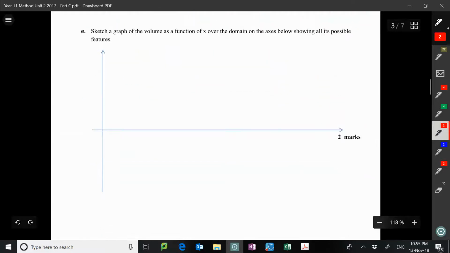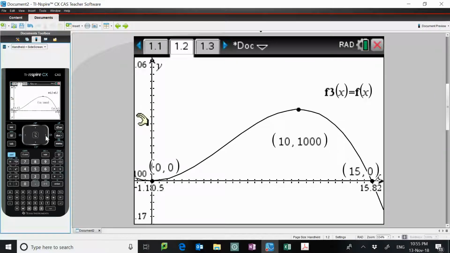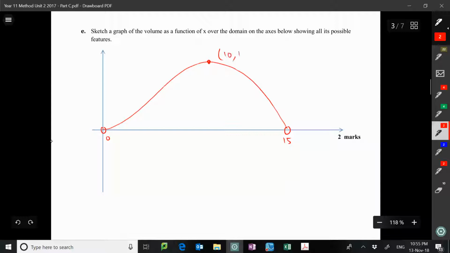But anyway, sketch the graph. I already got it over here. Remember, control cursor, so control and move the arrow. There you go, you got your graph, and it kind of looks like that, right? But remember, it's open circles there. It's at 0 to 15, and the maximum was when x is 10, volume is 1,000.